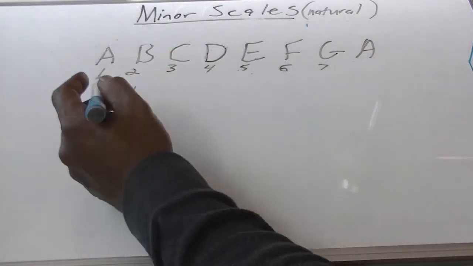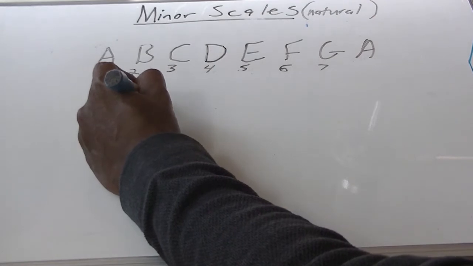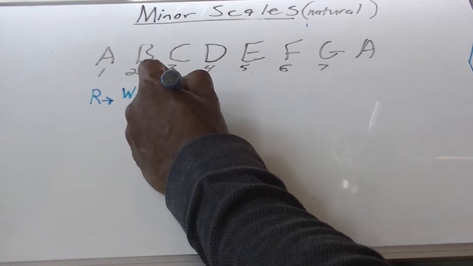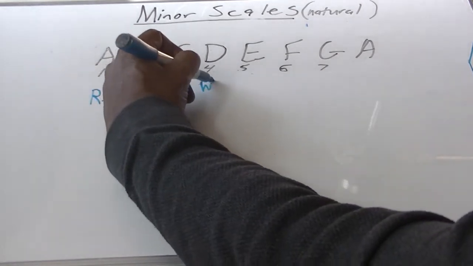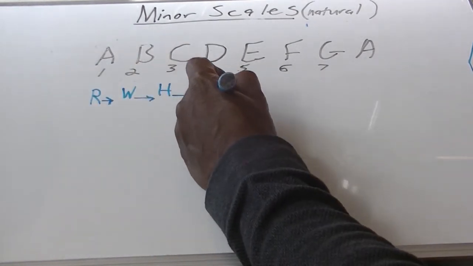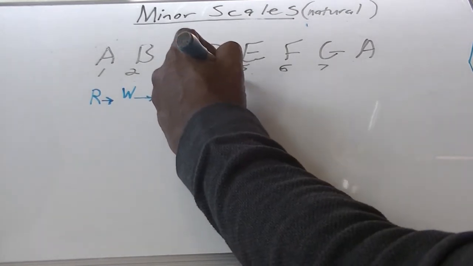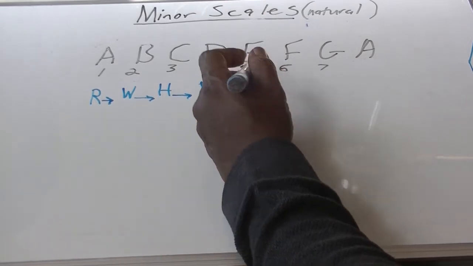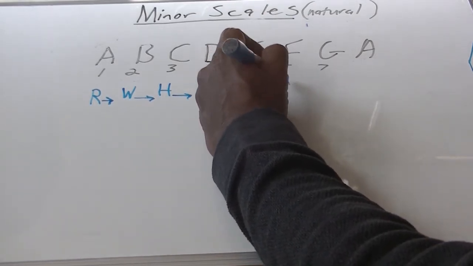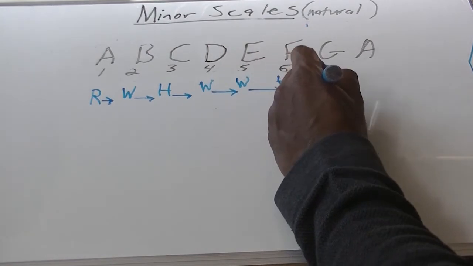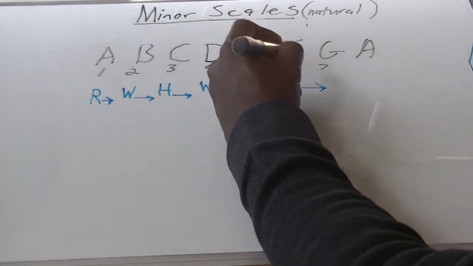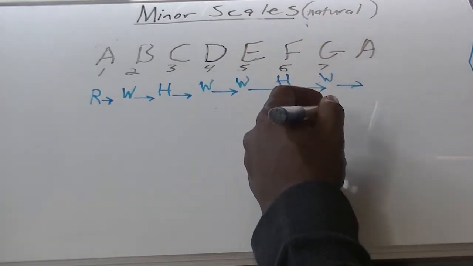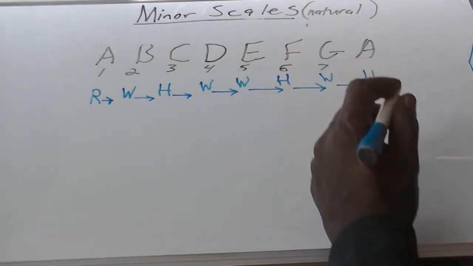And from B to C, we have an interval of a half step. From C to D, the interval is a whole step. From D to E, we have another whole step. From E to F, we have a half step. From F to G, we have a whole step. And finally, from this G to our octave A, we have a whole step.